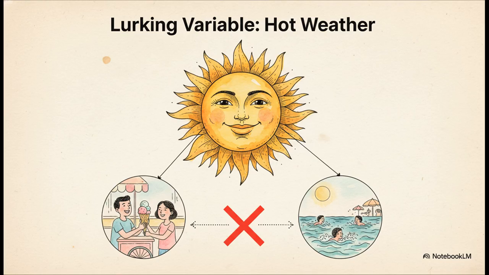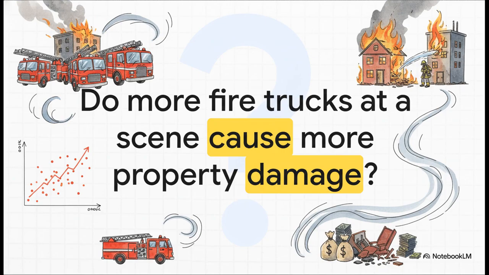The lurking variable here, it's the weather. It's that summer heat. When it gets hot, what do people do? They buy more ice cream, and they go swimming in the ocean more often. The heat is the real cause that drives both things up, creating a fake correlation between them. Okay, you're getting the hang of this.